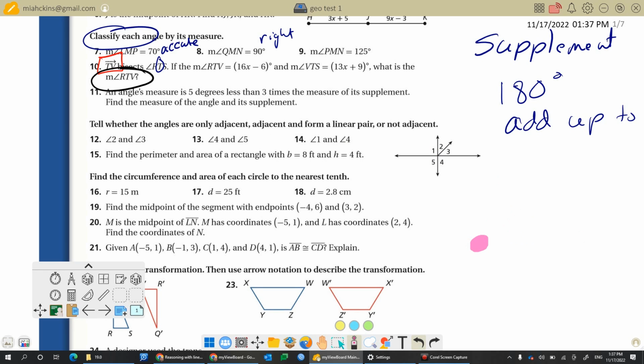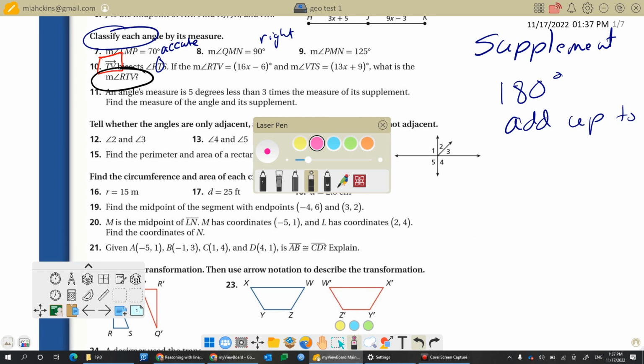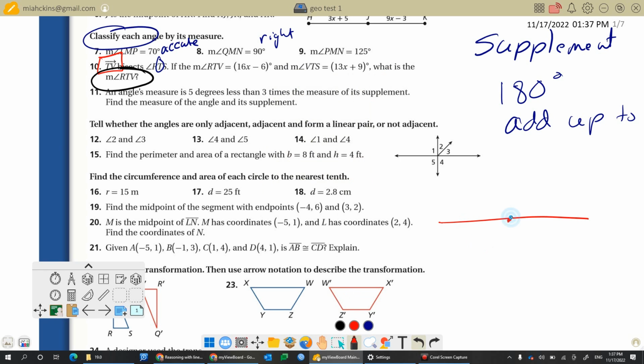So in this case we would say that they are only adjacent, because if they formed a linear pair, they would have formed a straight line, or 180 degrees, we would say. But 2 and 3 make 90 degrees essentially, or as close to 90 as we can tell from the drawing. We don't actually know if it is 90, but it's close to 90. So it doesn't form a straight line of 180 degrees, so this is only adjacent.